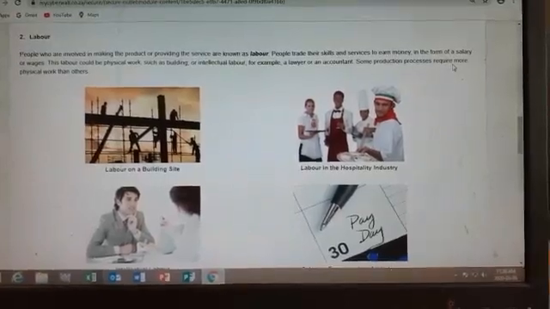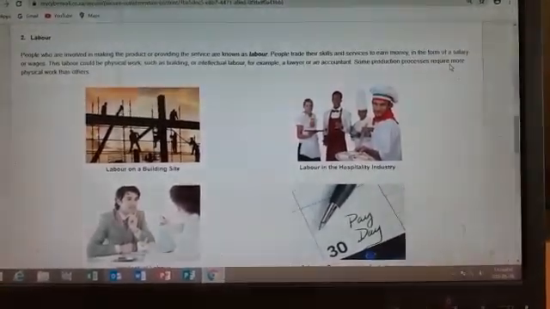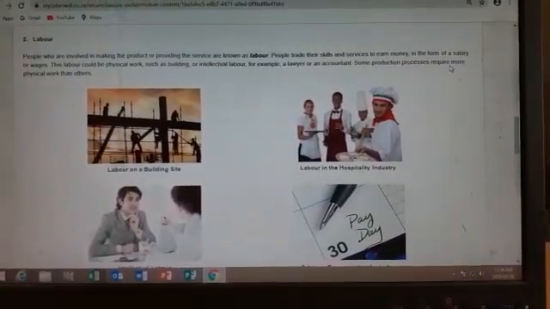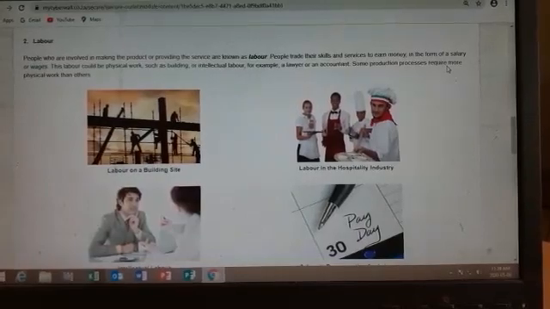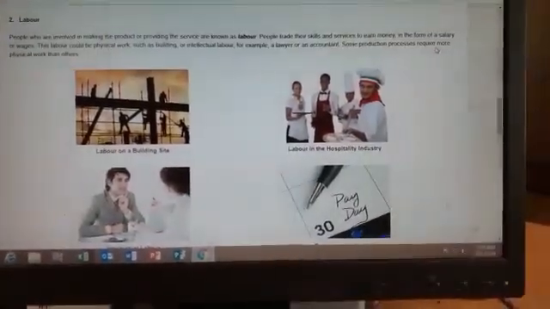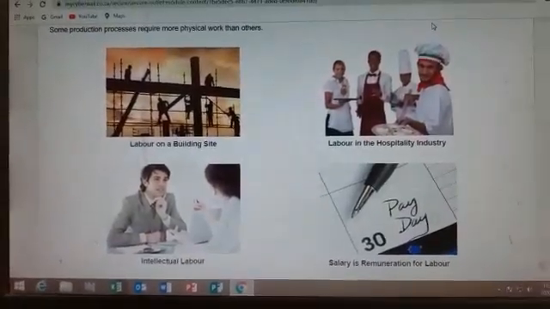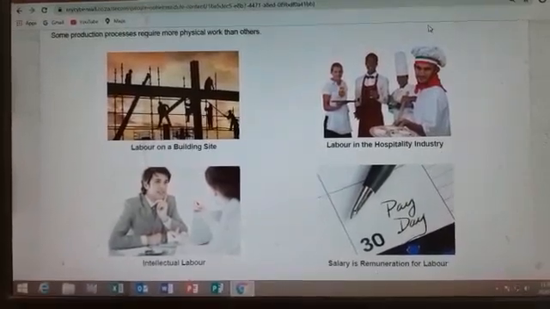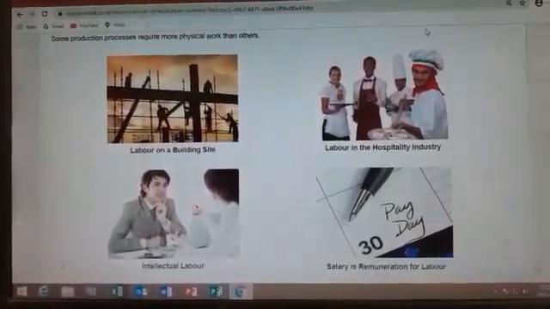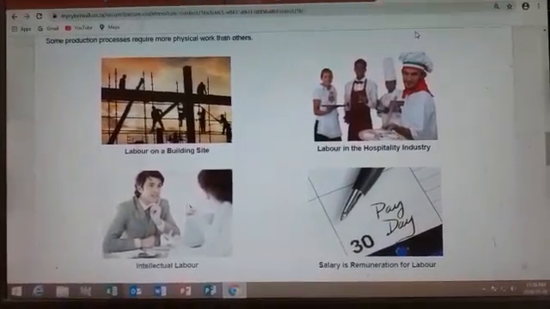The labor could be physical work, such as building, or it could be intellectual labor, for example, a lawyer or an accountant. Some production processes require more physical work than others, and here are just a couple of examples. So in the first picture, you can see labor on a building site that requires lots of heavy manual work, lifting up objects, building bricks, scaffoldings, etc.